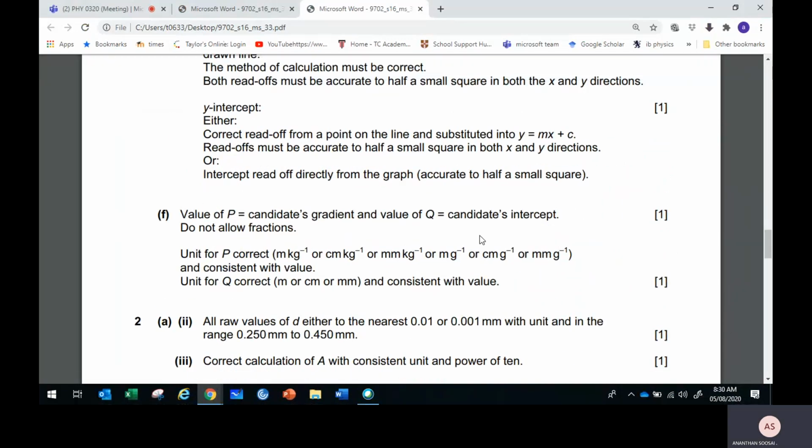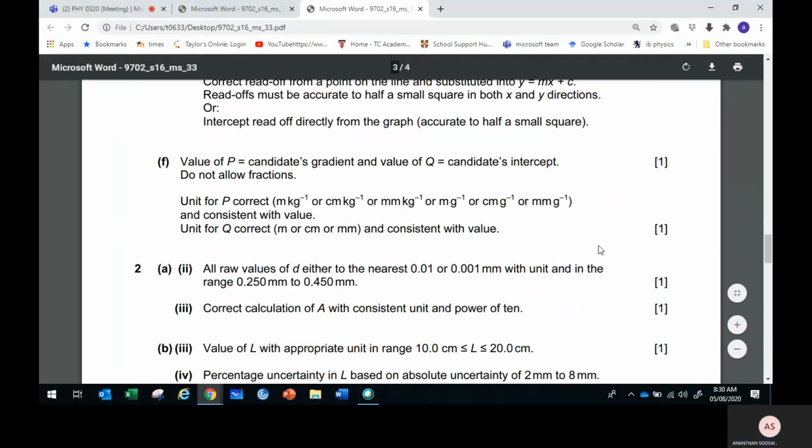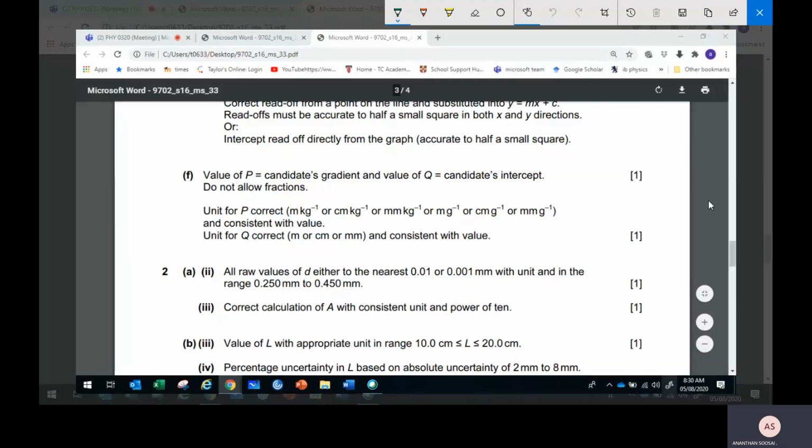Okay, next. Okay, don't forget to say this. Value of P is your gradient. P equals to gradient. Q equals to y-intercept. Correct? Y equals to mx plus c, your linear law. Compare, I think your gradient, you get P. So P unit should be any one of them.